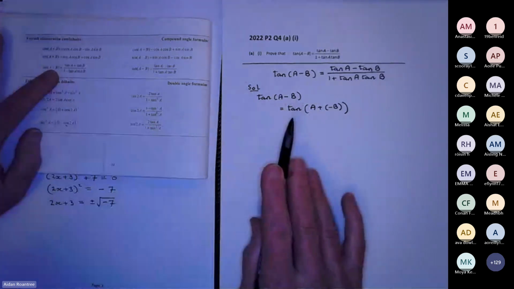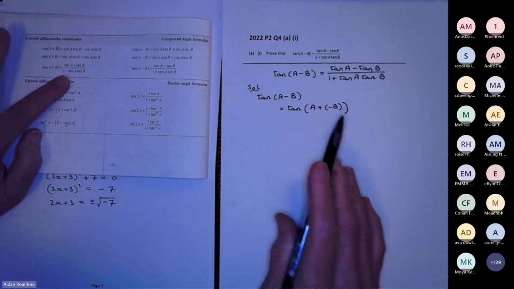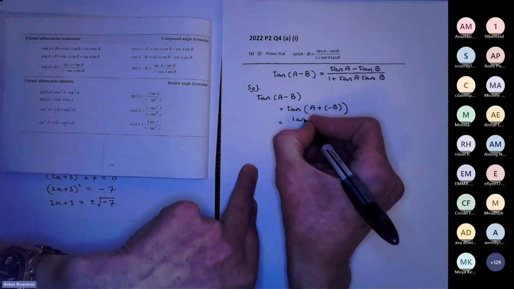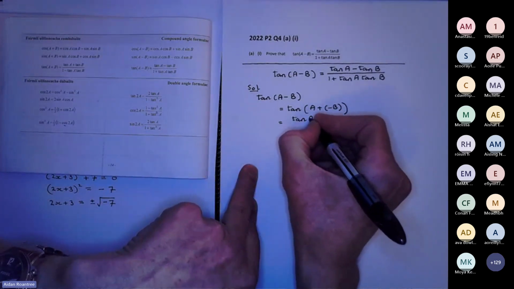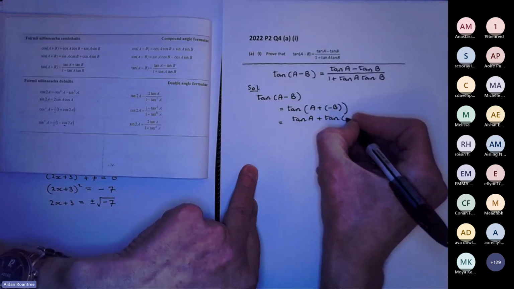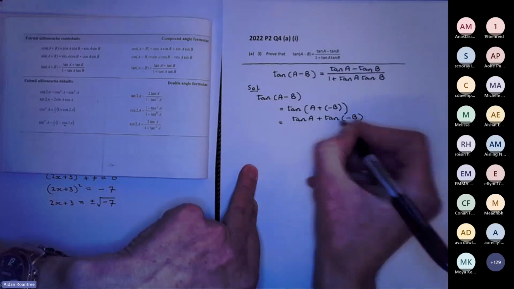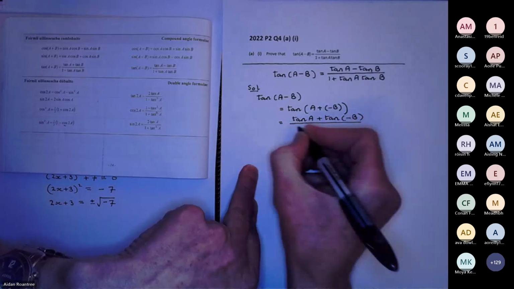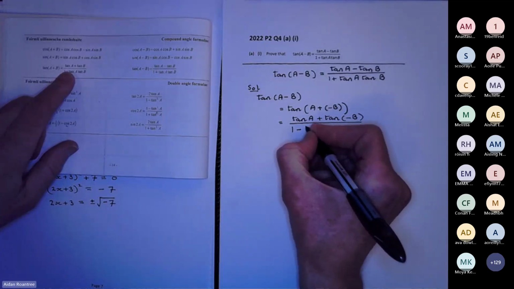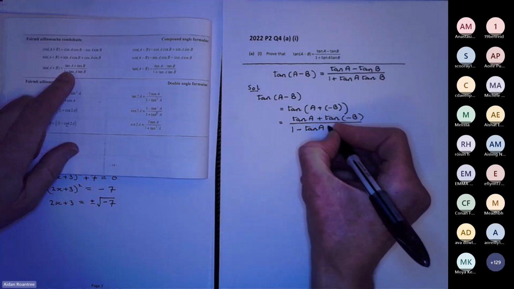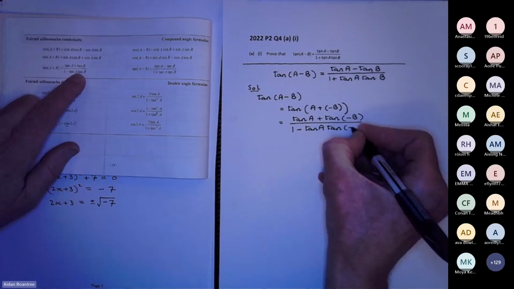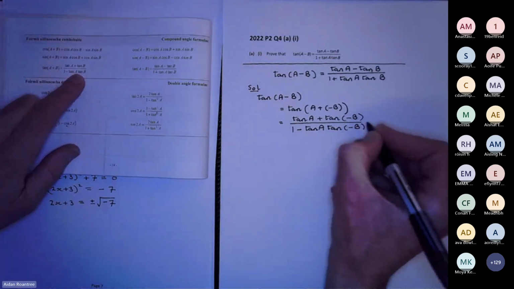Now, if I use the tan of A plus B formula, I can write this down, and that's going to be tan of the first, which is A, plus tan of the second, which is minus B, over, according to this, 1 minus tan of the first, which is A, multiplied by tan of the second, which is minus B. Now, how can we deal with that?